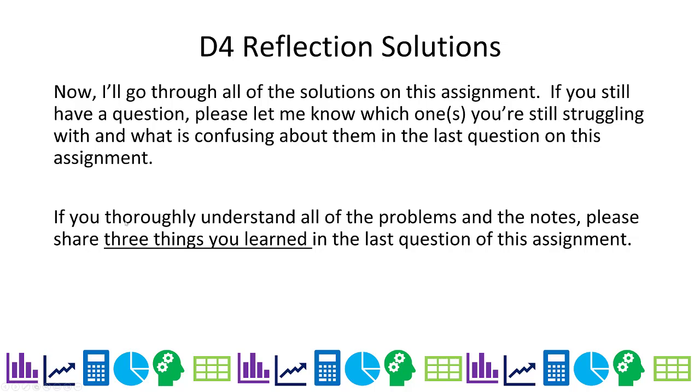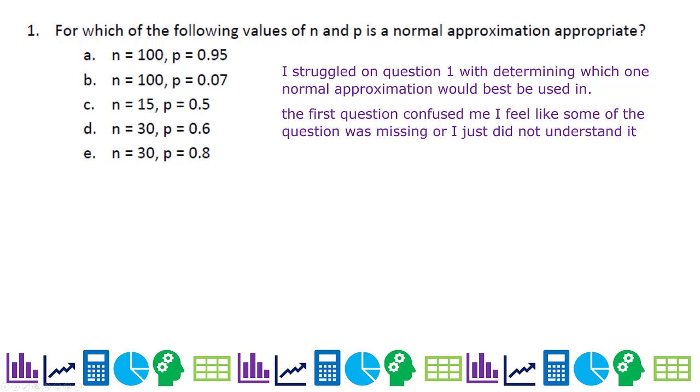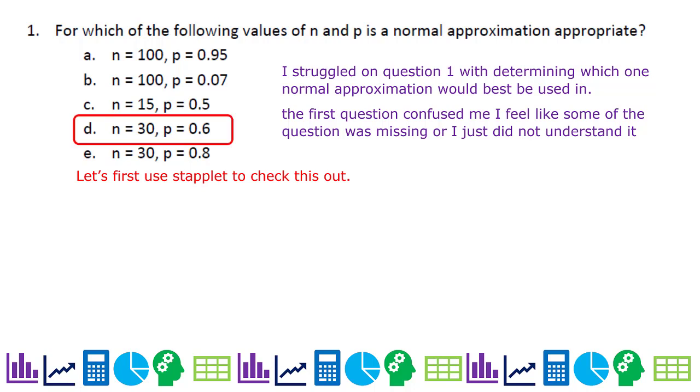D4 reflection solution. So let's start with problem 1. For which of the following values of n and p is a normal approximation appropriate? So I'm first going to use StatKey. Basically what I did is I went ahead and put these values in. By the way, the answer is D.